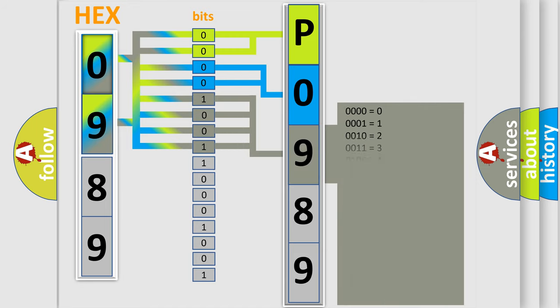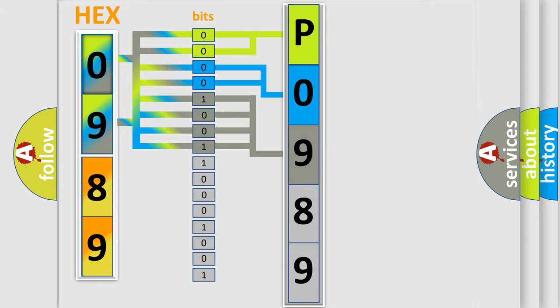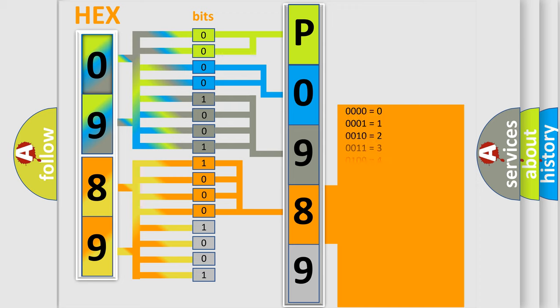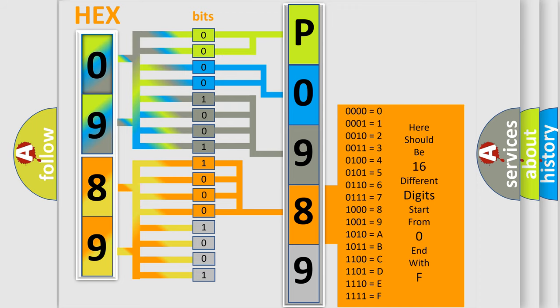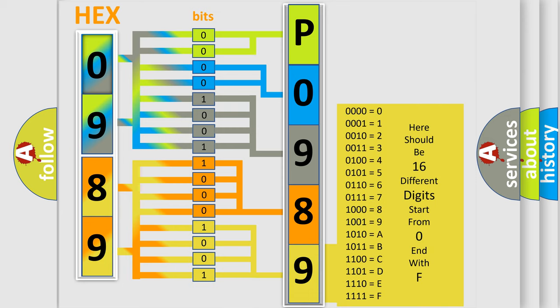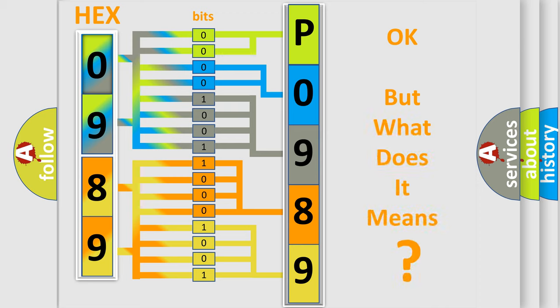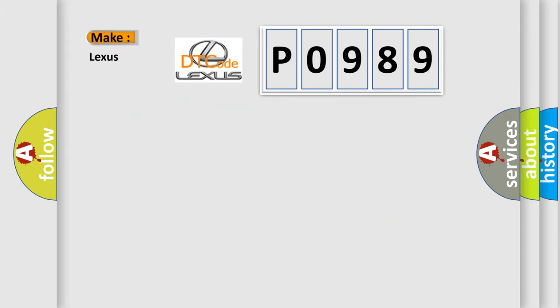The second byte is composed of a combination of 8 bits. The first 4 bits determine the fourth character of the code, and the combination of the last 4 bits defines the fifth character. A single byte conceals 256 possible combinations. We now know in what way the diagnostic tool translates the received information into a more comprehensible format. The number itself does not make sense to us if we cannot assign information to what it actually expresses. So, what does the diagnostic trouble code P0989 interpret specifically for Lexus?